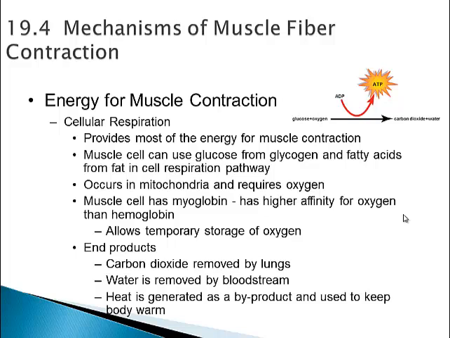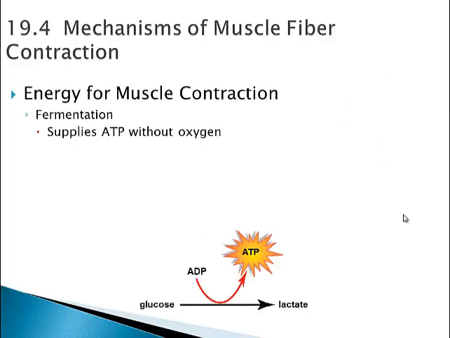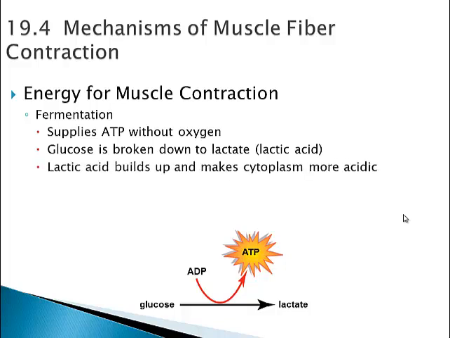Once the oxygen reserves have been depleted in a muscle cell, fermentation begins. Fermentation supplies ATP without oxygen. During this process, glucose is broken down into lactate or lactic acid. Lactic acid builds up in the cells and makes the cytoplasm more acidic. Eventually, the enzymes cease to function well.